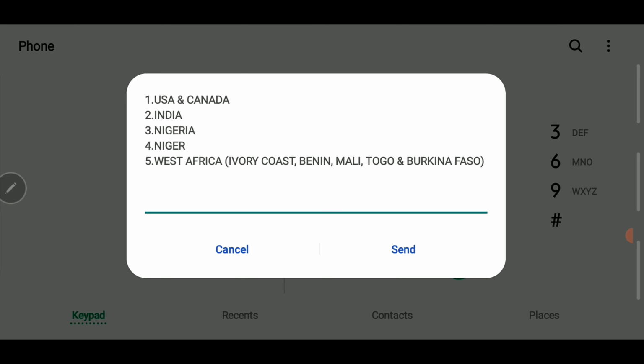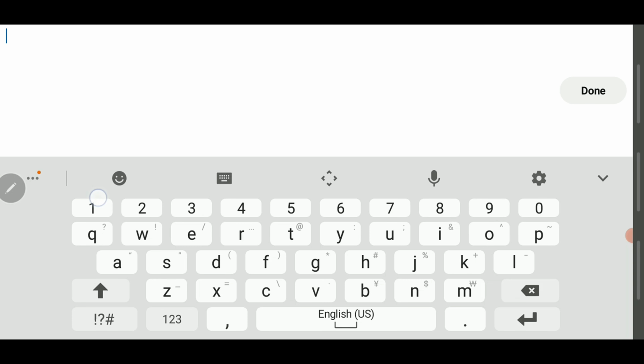Depending on the country that your family or friend is in, select if you want US and Canada. Select it if the person is in Africa, depending on the part of Africa the person is. Select the category that the person falls in. So let me select maybe US.